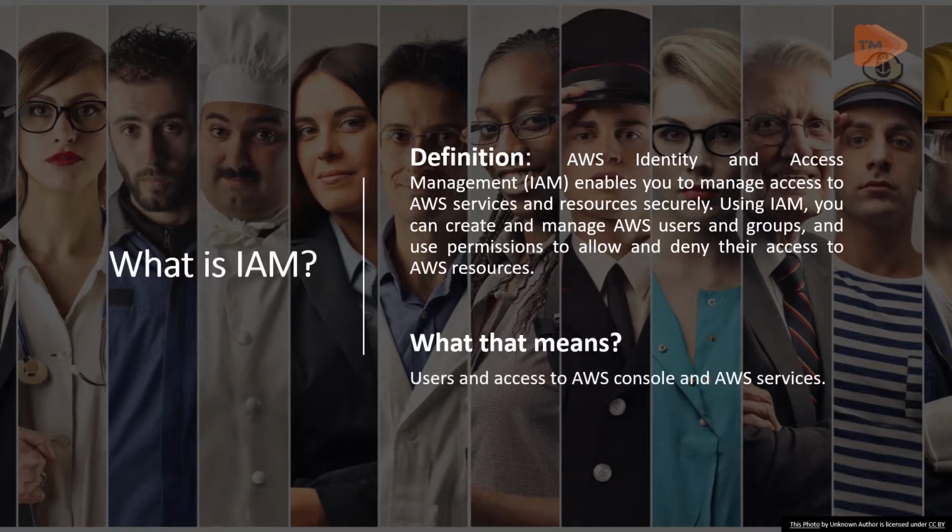So users and access to the AWS console and AWS services is done through IAM. It will be a one-place solution for all these security and user-based access. All these things can be done in IAM. So let's go ahead and check the features that we have under IAM.